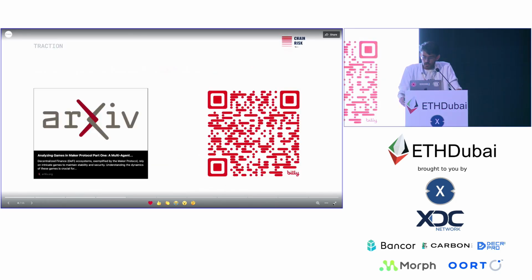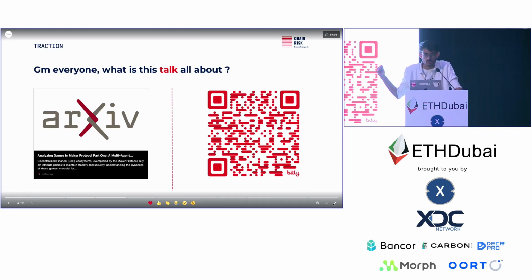So pretty much what we are going to talk about right now is that recently we released a paper. This paper is about the economic security of MakerDAO. So anyone here who is willing to read this can just scan this QR code and go down to the paper and scroll as I speak. But what is this all about, right?